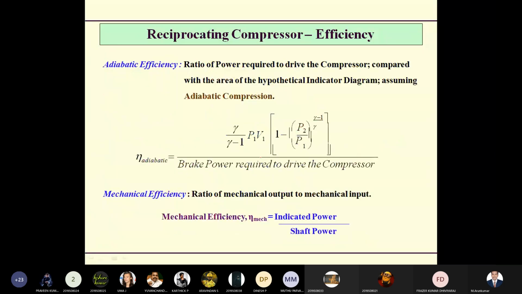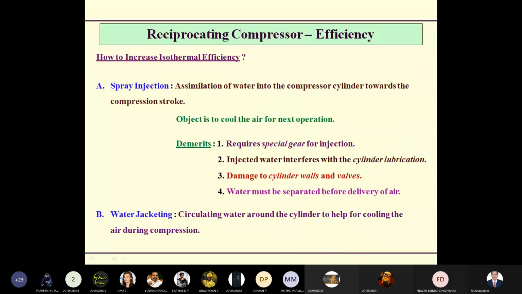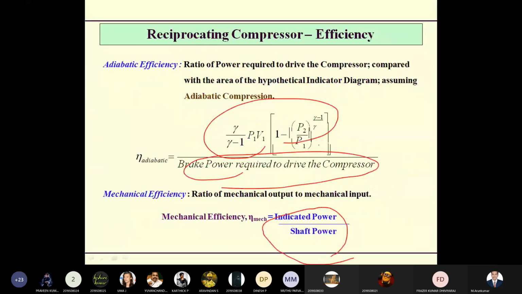Then the adiabatic efficiency can be calculated with the same formula, W by the brake power required to drive the compressor. Mechanical efficiency can be calculated with the formula indicated power by shaft power. So these are the general equations for the efficiencies of reciprocating compressors. You can go through that.